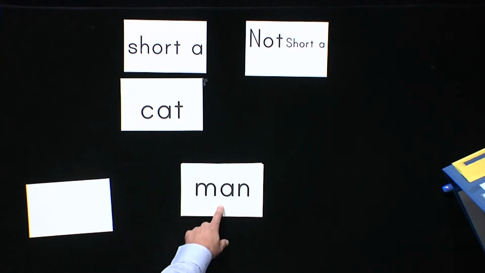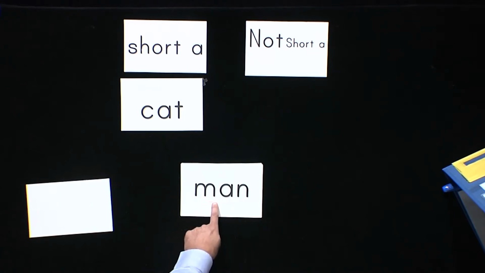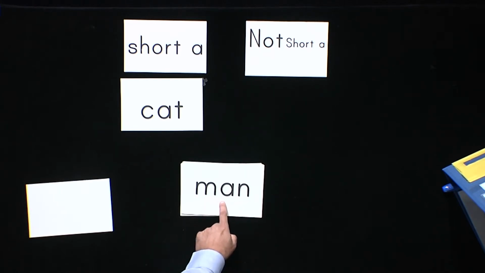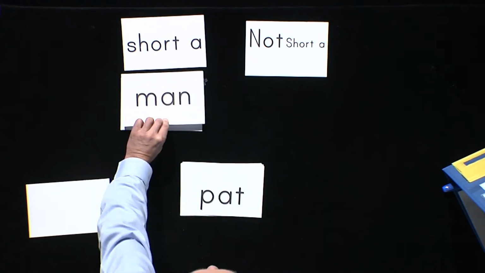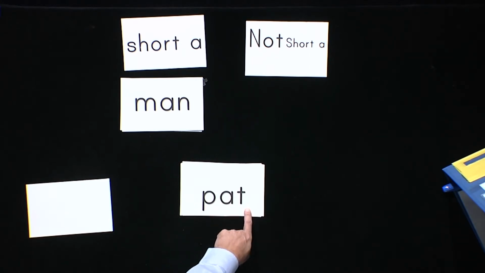Now, let's do this one together. Do you see the A between two consonants? I do. So let's read this word with the ah sound in the middle. Man, man. What's this word, boys and girls? Very good. Man, man. And I'm going to place that card in our short A column. Let's look at this word. Think about it. Do you see the short A? What's our word? Pat. Pat. Our word is pat.